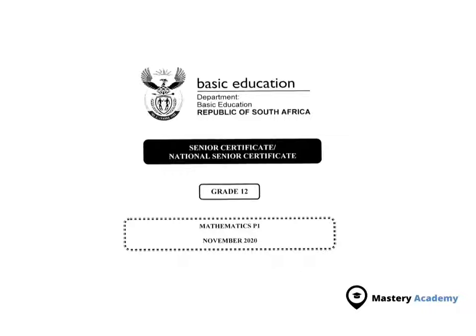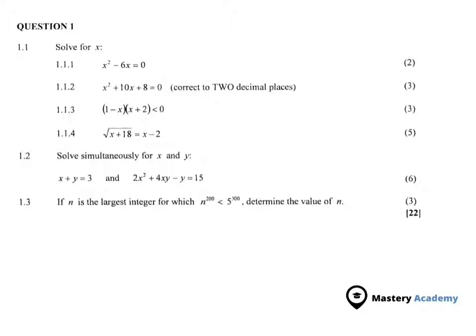Welcome to another video from Mastery Academy, where we are going to discuss the final exam mathematics paper 1 from the Department of Basic Education. So this is the November 2020 question paper. We are strictly going to discuss question 1 in this video.